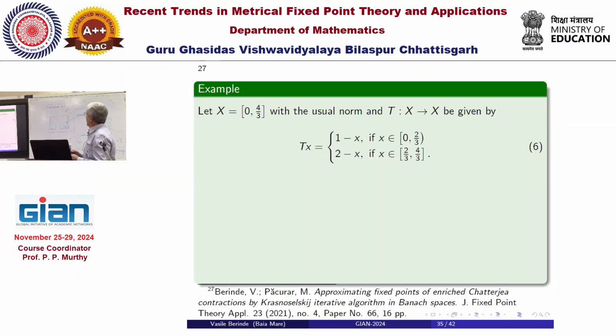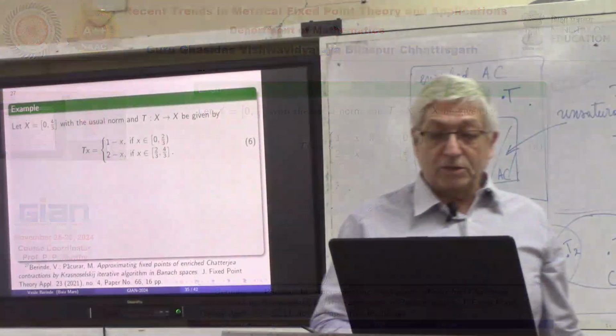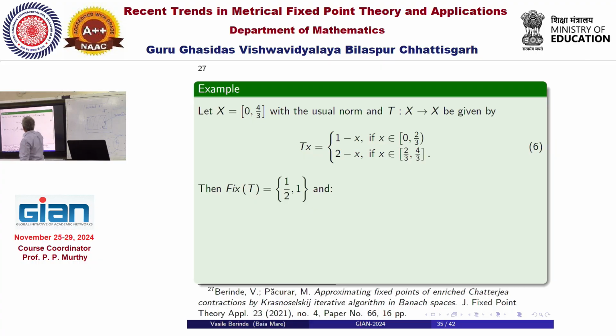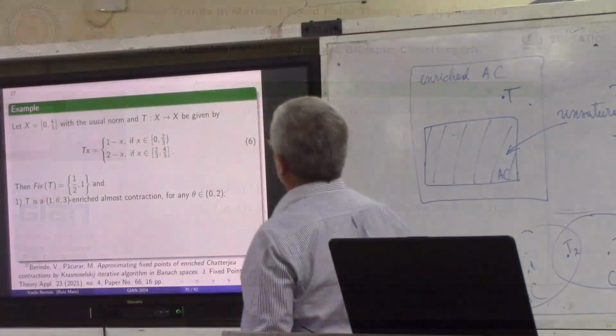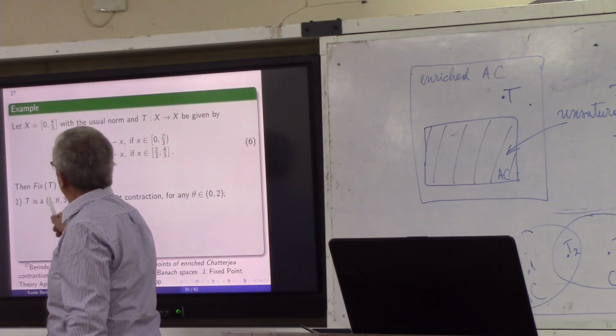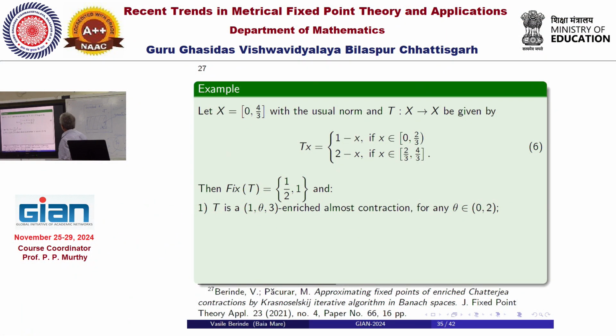So this is the example. In that paper, we take X, this interval with the usual norm, and we define T in this way, with two branches, 1 minus 6 and 2 minus 6. It is immediate to see that 1/2 is a fixed point, because 1/2 will give this, and 1 is also a fixed point. So we have two fixed points. This is an enriched almost contraction for any theta in (0, 2), because b is 1, theta is in the interval (0, b plus 1), and L is 3.